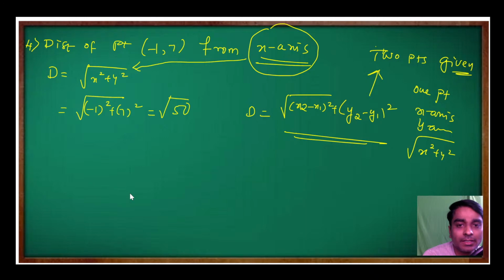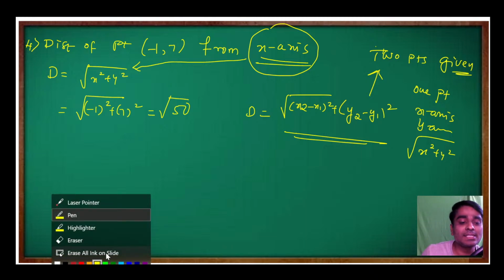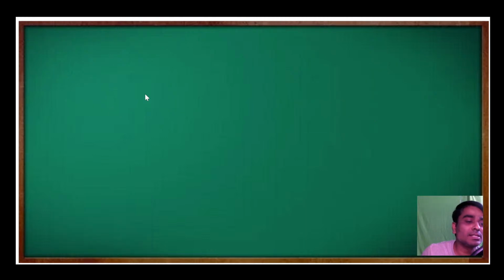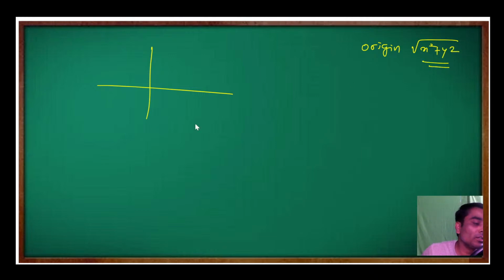Yes, correct. That is from origin. So, okay, this formula is for origin. So from x-axis, if they say, we need to do it another way. One second. Okay, if they say origin, then use this formula. This is the formula for origin.